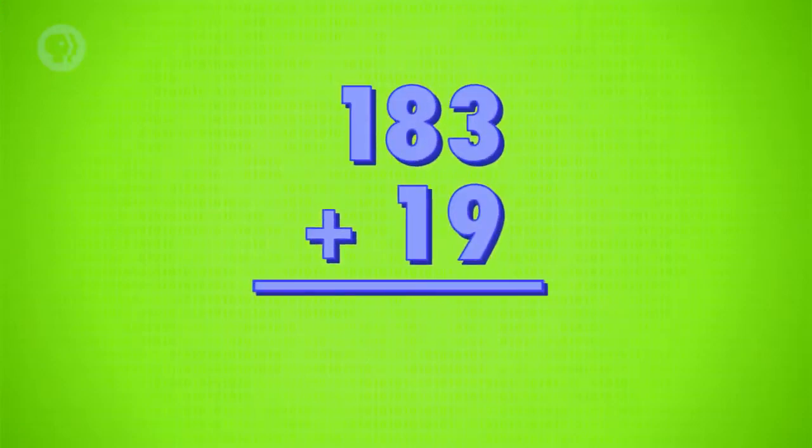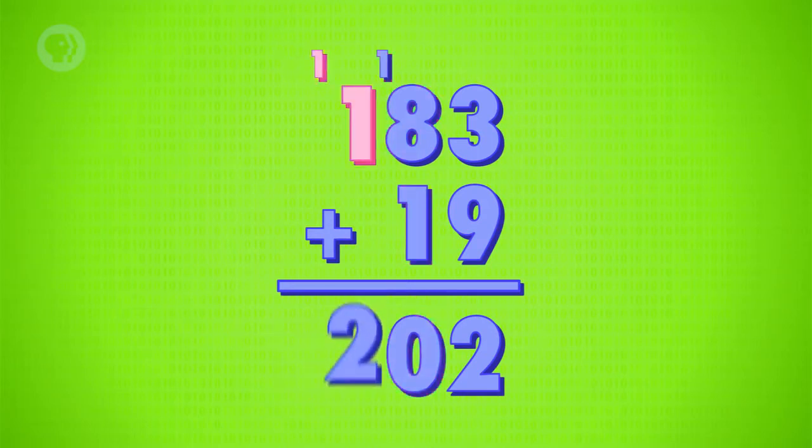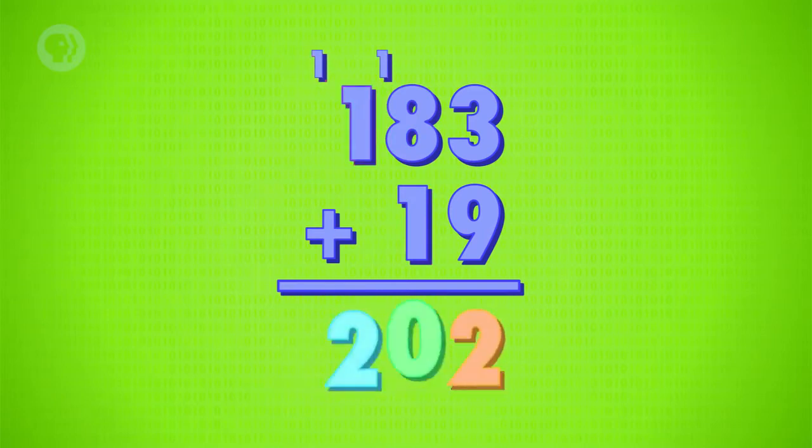Take for example decimal addition of 183 plus 19. First we add 3 plus 9, that's 12, so we put 2 as the sum and carry 1 to the tens column. Now we add 8 plus 1 plus the one we carried, that's 10, so the sum is 0, carry 1. Finally we add 1 plus the one we carried, which equals 2, so the total sum is 202.